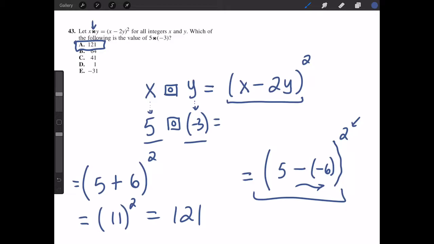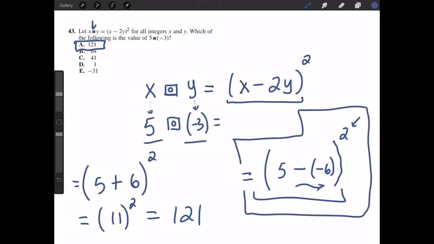Just be careful how you enter things into the calculator. If you want the calculator to solve this for you, as opposed to doing it like I did it, you can, but just make sure that you watch how this should be done.